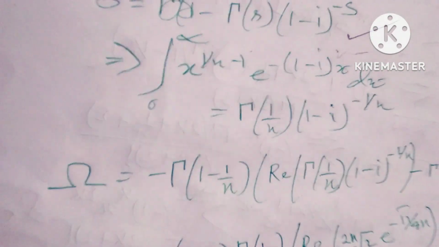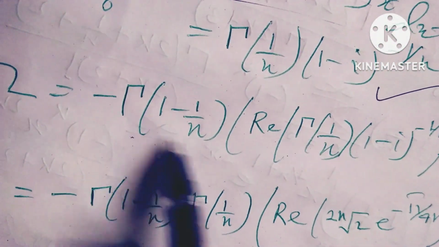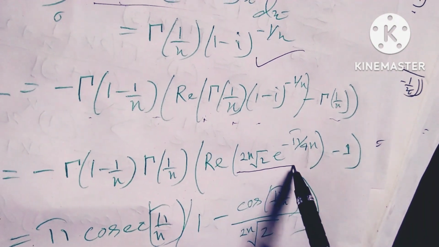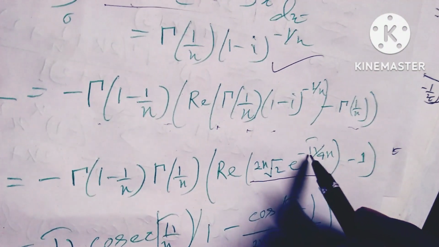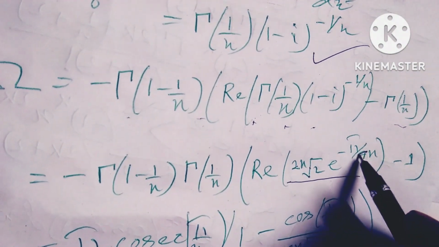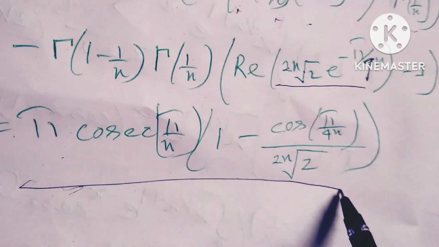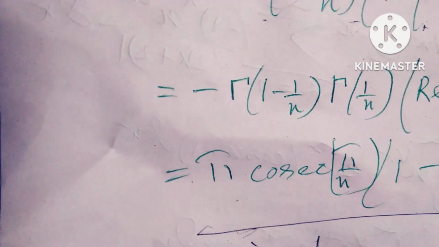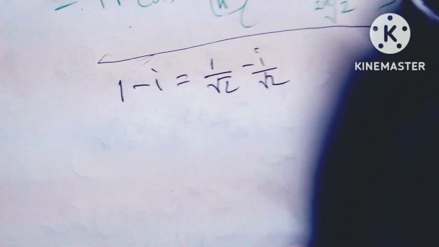So friends, this value is this, and the omega value is minus gamma 1 by n, the real value of gamma 1 by n minus gamma 1 by n, and the real value can be written as minus the nth root of 2 to the power n root 2 minus e to the power minus pi divided by 4 to the power n, and after that I get this value. Must remember 1 minus i can be written as 1 by root 2 minus i by root 2, and this is my answer.